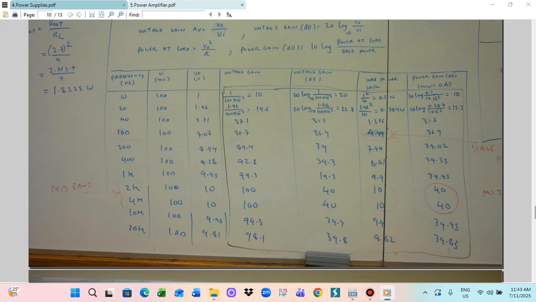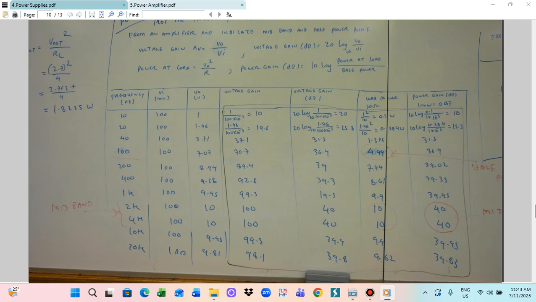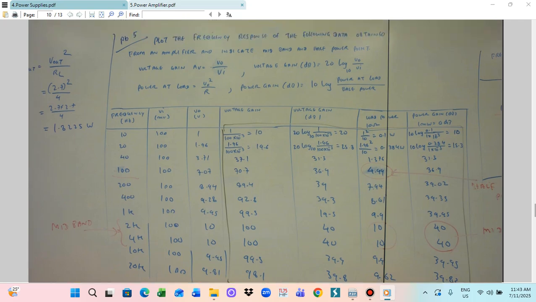Then the load is 10 ohms, so the output power is output voltage square divided by 10 ohms. Output voltage we already got is 1, so 1 square divided by 10. So this one we got 0.1 watt. Power gain is output power divided by base power. The output power we calculated is 0.1 watt and the base power is 1 milliwatt, 1 into 10 power minus 3. So by this way the power gain we got is 100. So this is the formula we calculate.